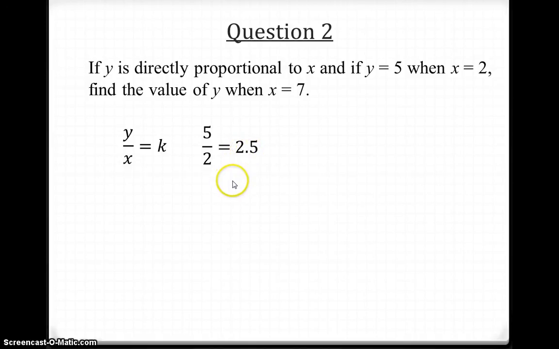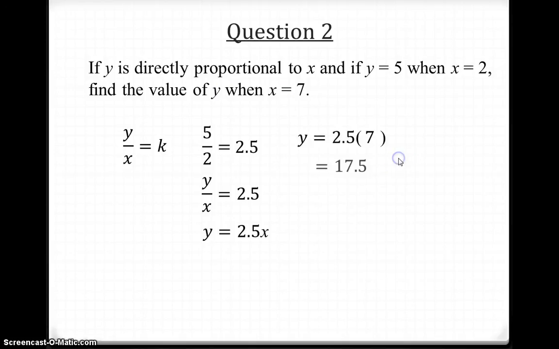Rewrite the equation every time. So y over x is equal to 2.5, and Miss Pang actually prefers to write the equation in the linear form like this. So continue. Find the value of y when x is equal to 7. So we need to solve for y when x is given as 7. Substitute the value inside, and ta-da! We solved the question. Okay?